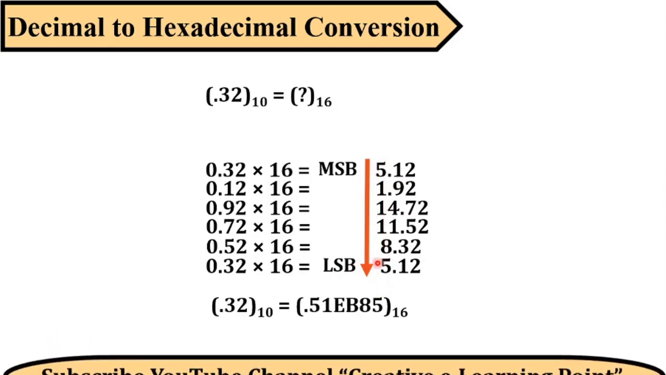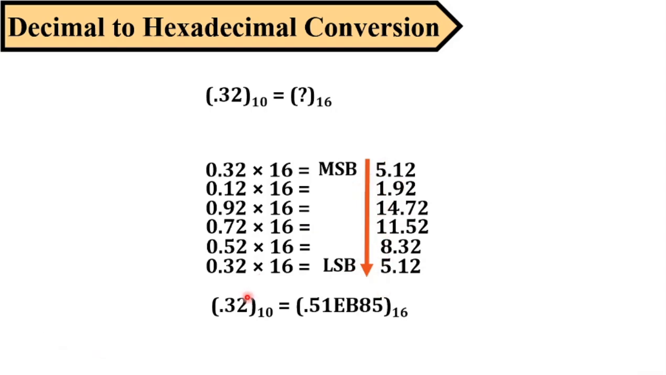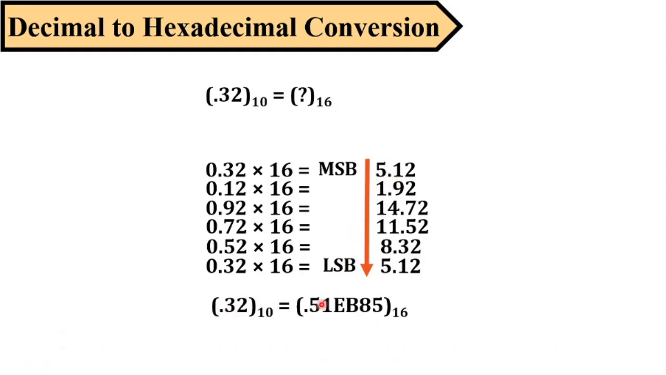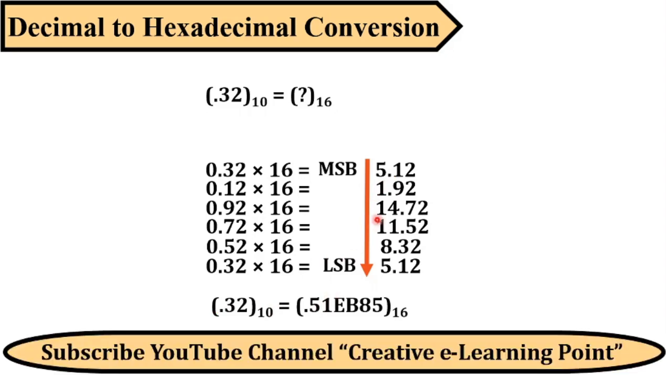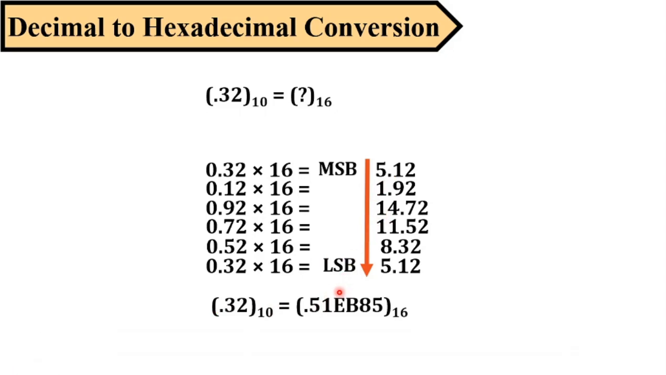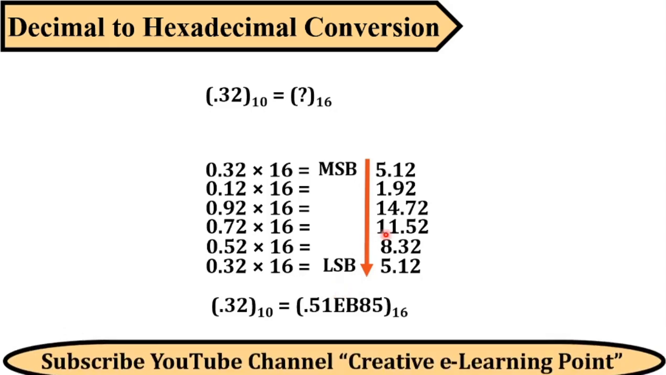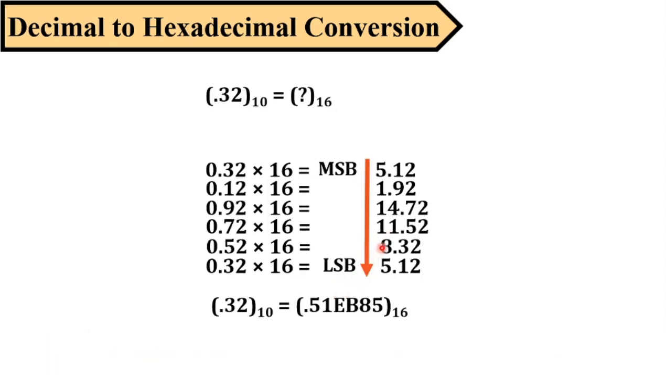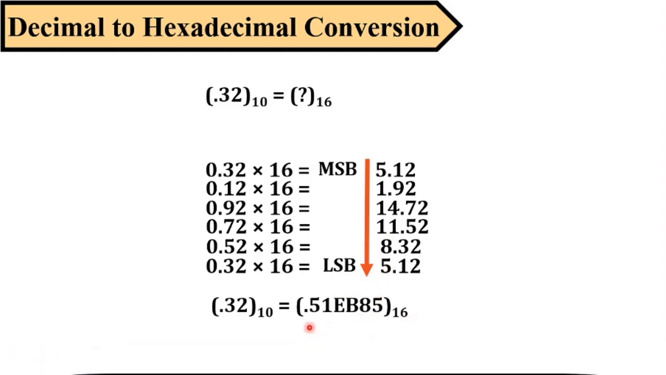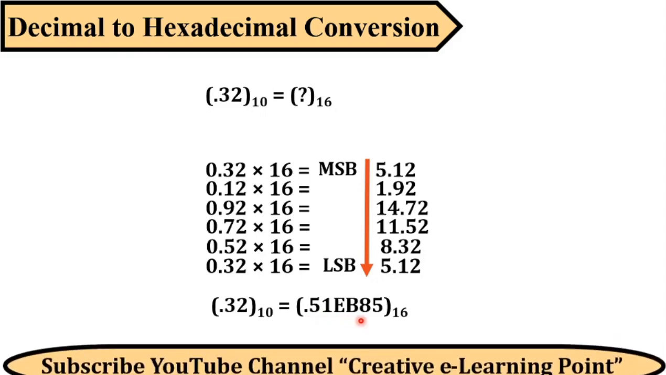So the 0.32 decimal number can be represented as 5, 1, and we know 14 is represented as E in the hexadecimal number system. So we write E, 11 is represented as B, 8 as it is, 5 as it is. So the corresponding hexadecimal number is 0.51EB85.